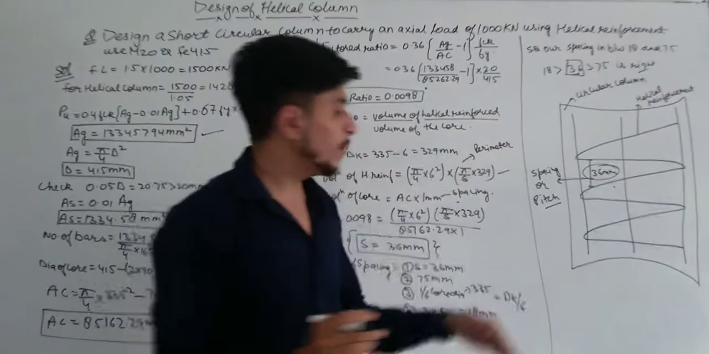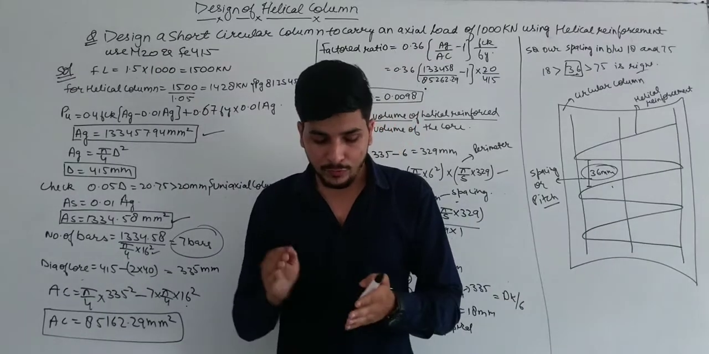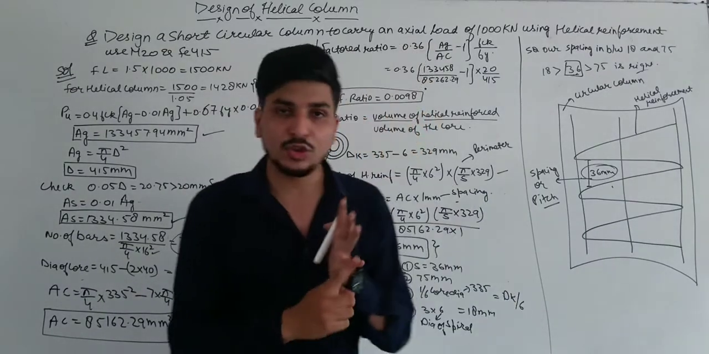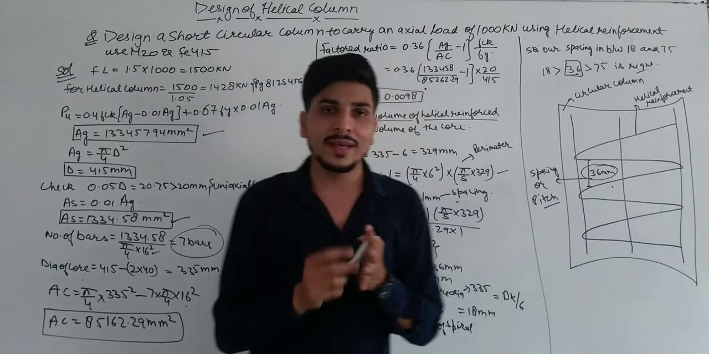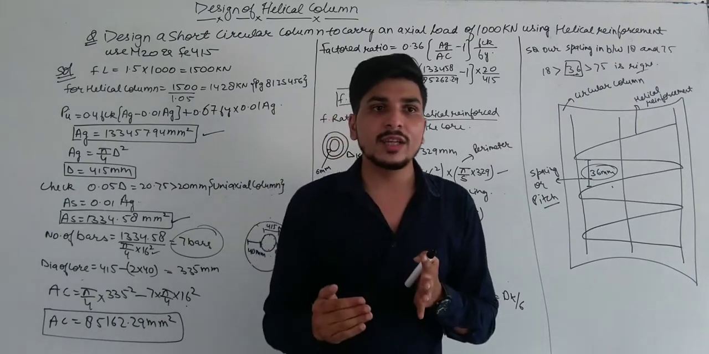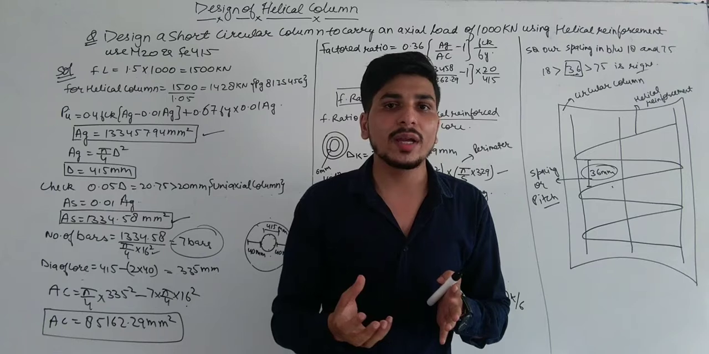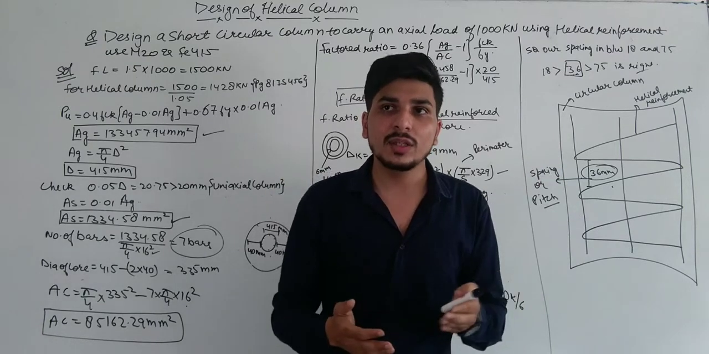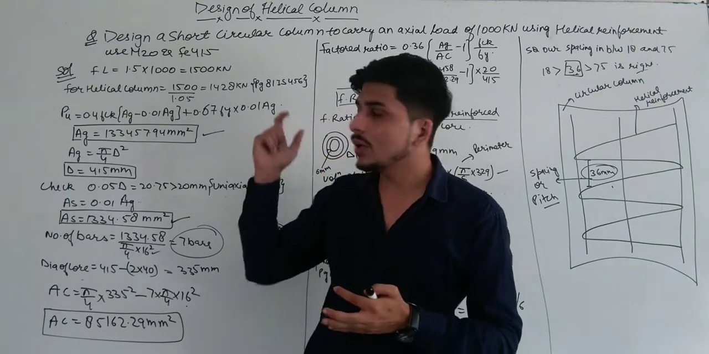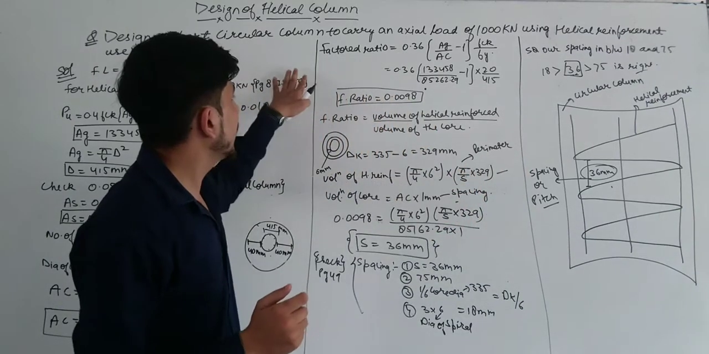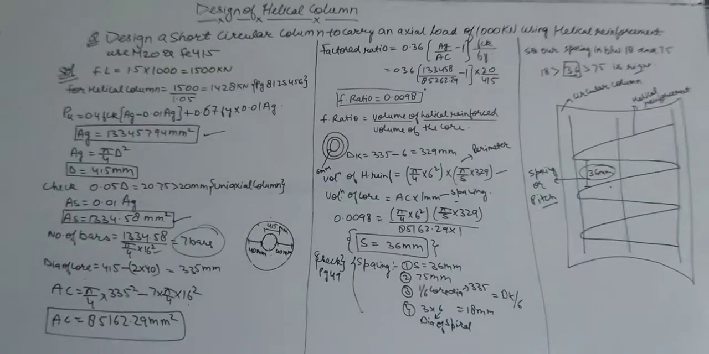All these values we have calculated in this particular question. In the previous lectures we discussed columns, classifications and conditions, short column, long column, uniaxial column, and biaxial column. In the second video we designed the square column, and in the previous lecture we had one video all about the circular column, and this is the last topic, the helical reinforcement column. So thank you.